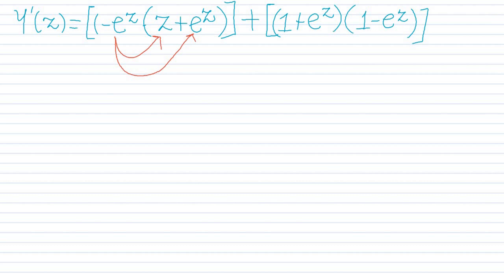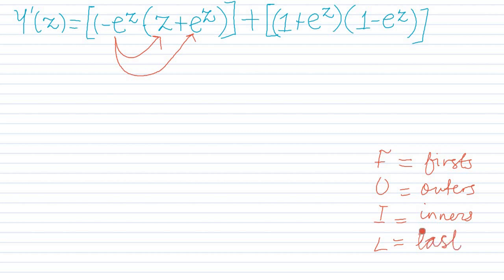And then this one right here, 1 plus e to the z, we're going to apply something known as FOIL, which is firsts, outers, inners, and then lasts. So for those of you who don't know that, it's called FOIL. The firsts, outers, inners, and last.